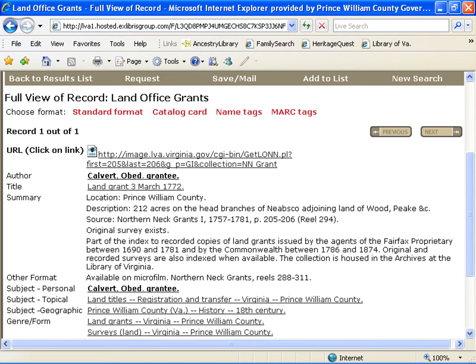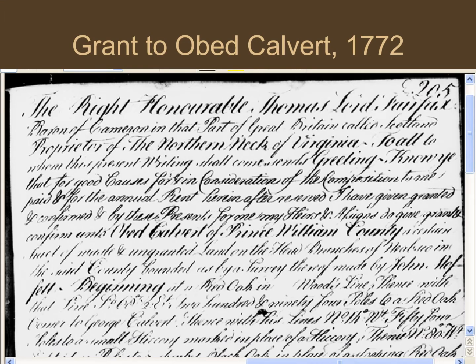This is a page from the Library of Virginia site, a summary of a land grant issued to Obed Calvert for 212 acres in Prince William County in 1772. This is the digital image of the grant from the same website.